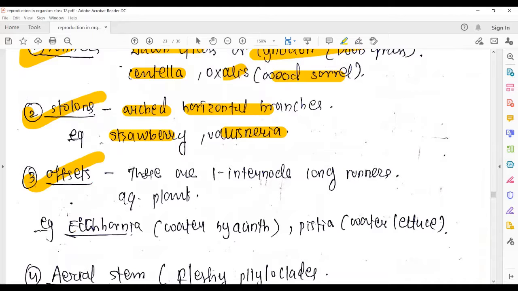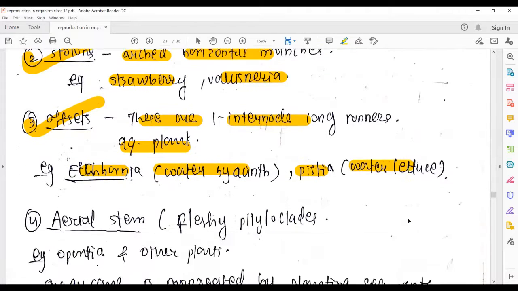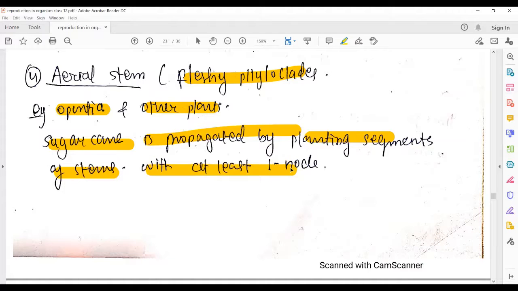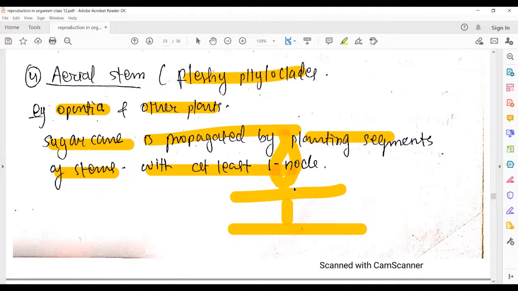Now offsets. These are one-internode-long runners in aquatic plants. Here the examples are very common: Eichhornia, commonly called water hyacinth, and Pistia, the water lettuce. And aerial, if you see, there is the fleshy phylloclade, Opuntia, and other plants also give you particular examples. Now, sugarcane is propagated by planting segments of the stem with at least one node. If you want to plant sugarcane, you should have at least one node in the center, so that the new individual will start developing from there.